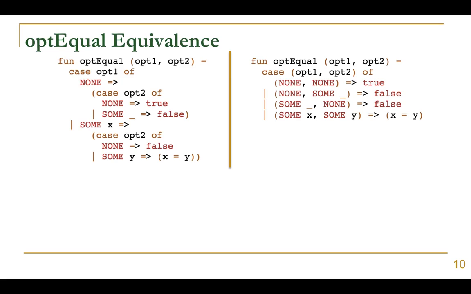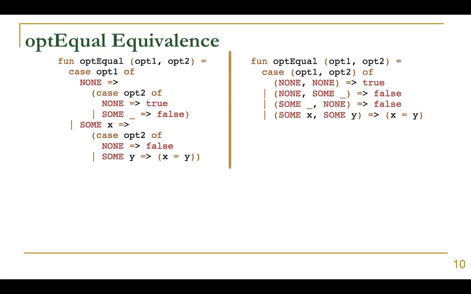Now that I've given a high-level outline of our approach, I'd like to walk through a concrete example of how our approach is used to identify equivalence. Here, we have two implementations of optEqual. They both return true when opt1 and opt2 are either none options or some options containing the same value, and they both return false otherwise.